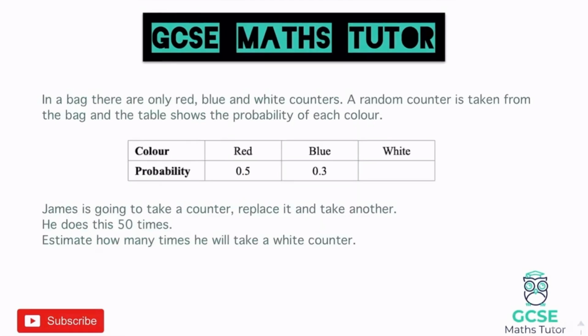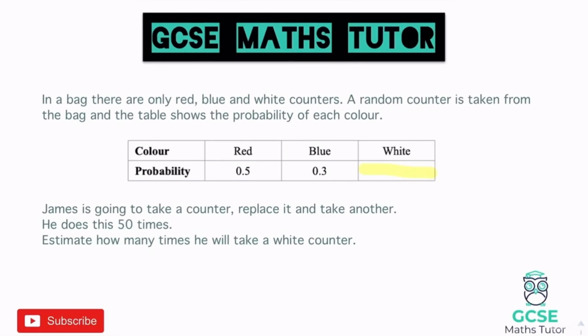So we're going to start with this question here, and it says in a bag there are only red, blue and white counters, and a counter is taken at random from the bag and the table shows the probability of each colour. Obviously though, we can see we are missing a colour, we're missing the probability of white just here, and we'll have a look at that in just a sec. It then says James is going to take a counter, replace it and take another, and he does this 50 times. Estimate how many times he'll take a white counter.